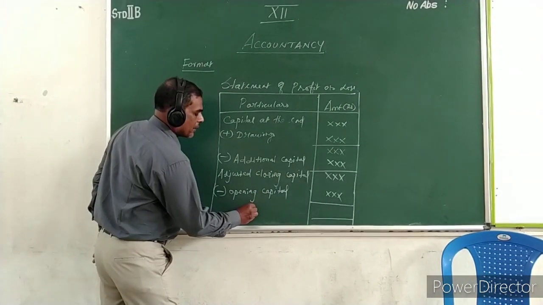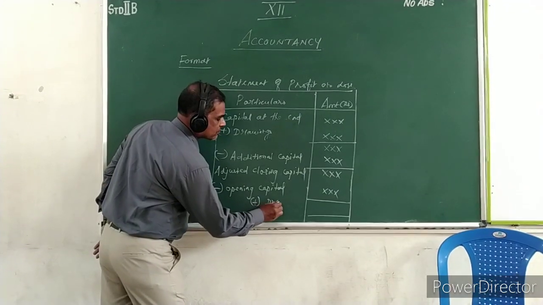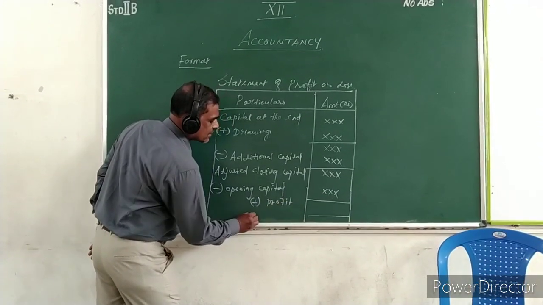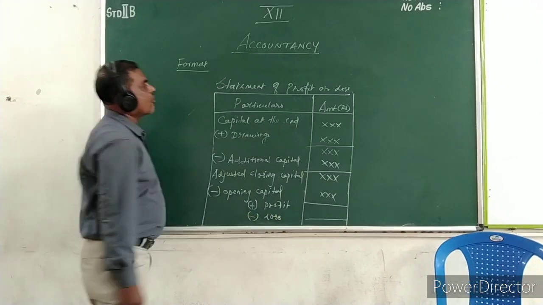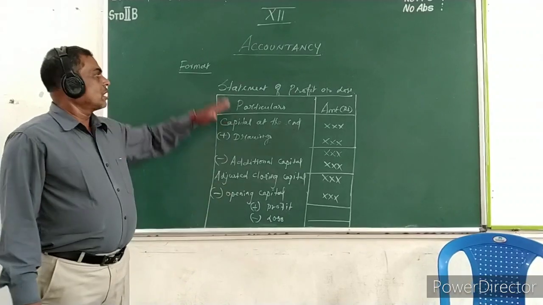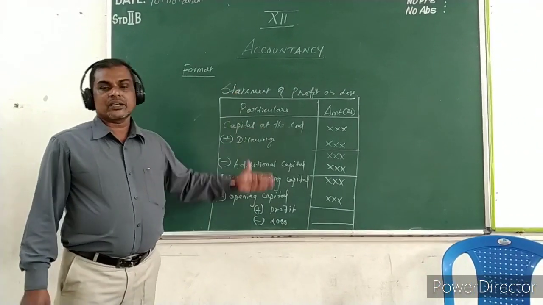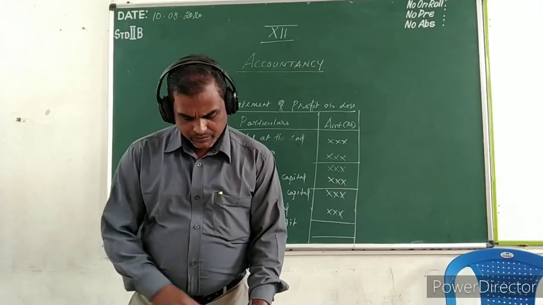So if the result is plus, it is profit. Suppose the result is minus, it is loss. This is the format of the statement of profit or loss. I will do the sums based on this format. Take illustration 1, page number 6.